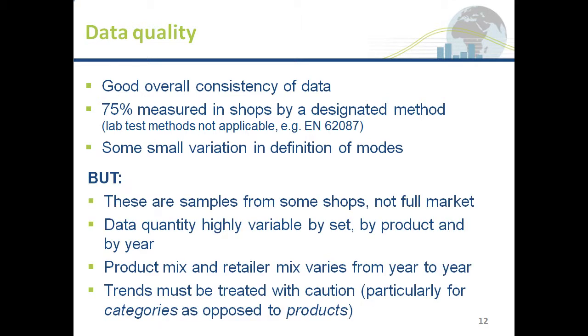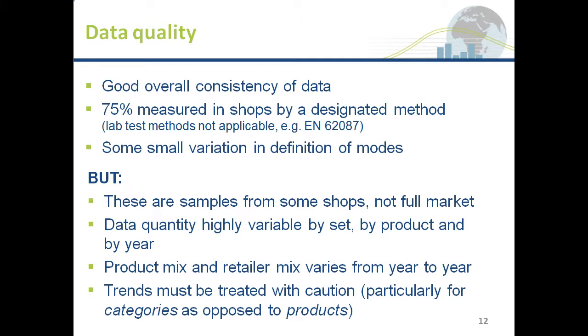These are summarized in these four points here. These are clearly results measured in a sample of shops. They're not full market surveys, and so the samples in those shops may not be representative of the full market at all. Data quantity is highly variable between the different sets, between the different countries, and by product, and indeed it also varies significantly by year for any given product. And so there is a lot of inconsistency, and that must be borne in mind.